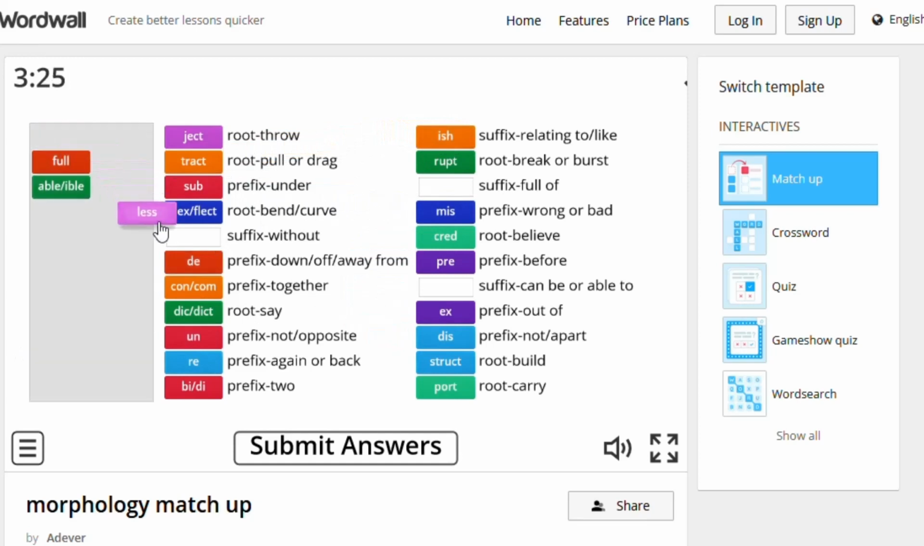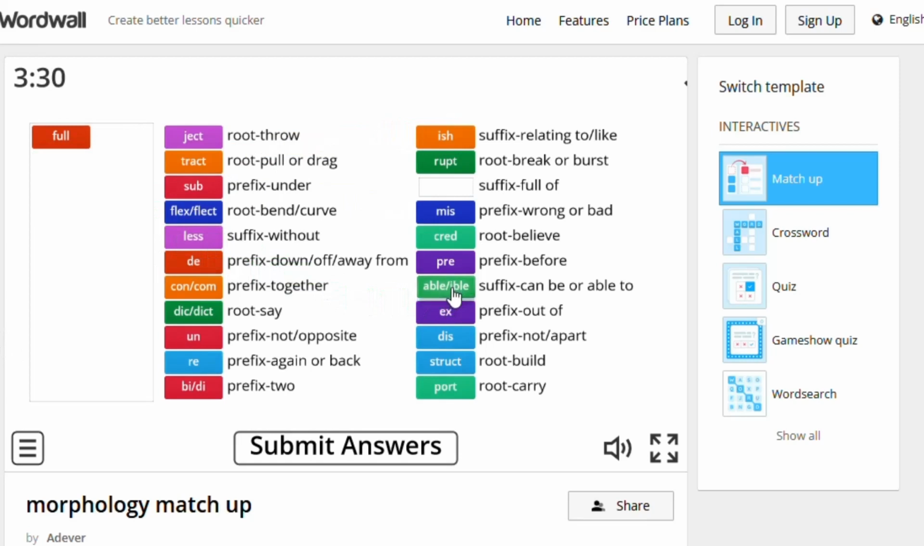And now we're on to the suffixes. And these are usually easier. Able means you're able.